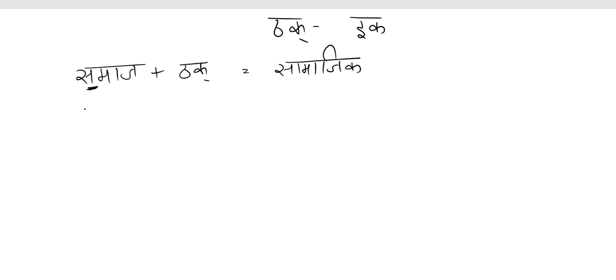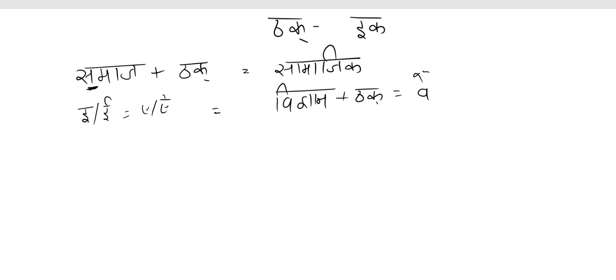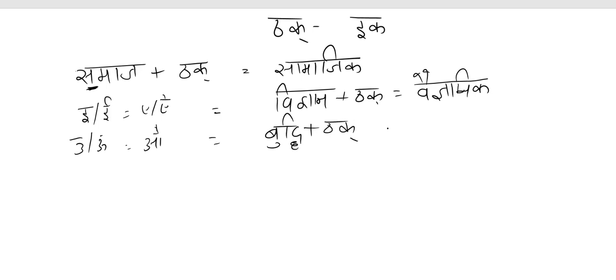If the ending letter is e or ai, then that will become ai or I. For example, Vijnan plus thak will become Vaijnanik. If the letter is u or oo, that will become au. For example, Buddhi plus thak will become Baudhik.